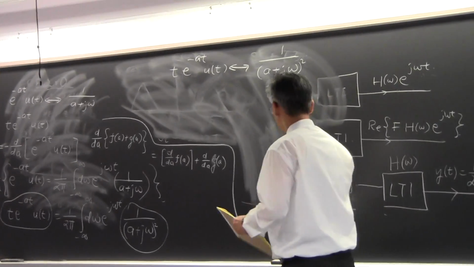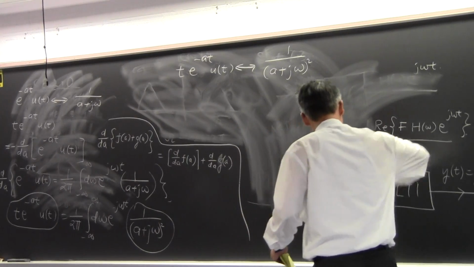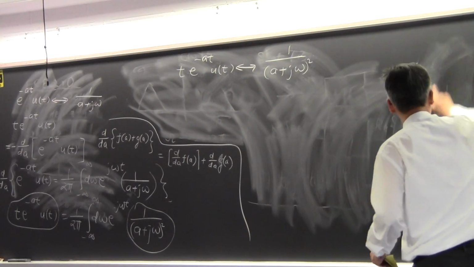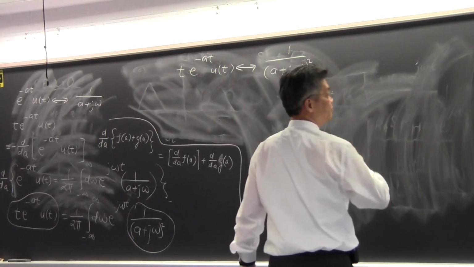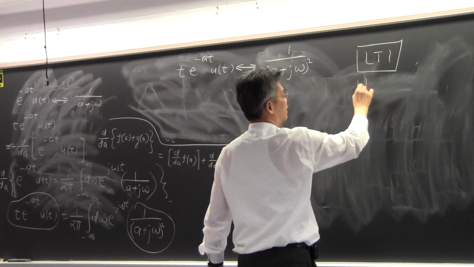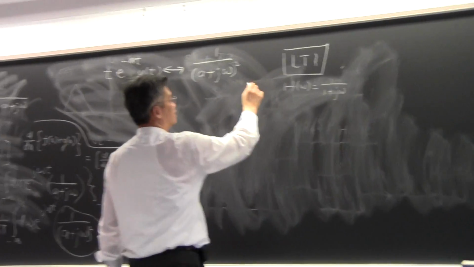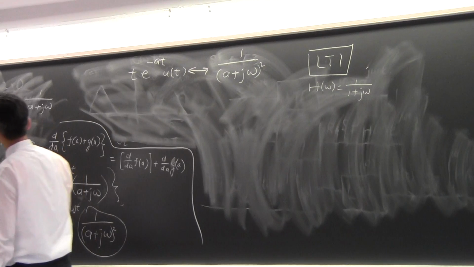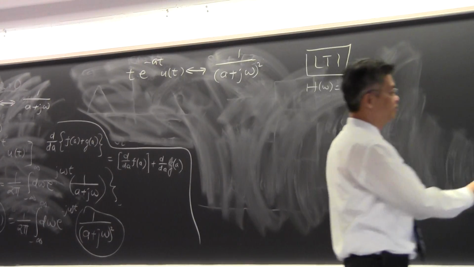So, now I can use this identity to look at the output response of a linear system. Okay, for example 2.5, the LTI system has H of omega equals 1 over 1 plus j omega. And then it has an input. The input f of t is given to be this quantity over here, okay, with a equals 1.